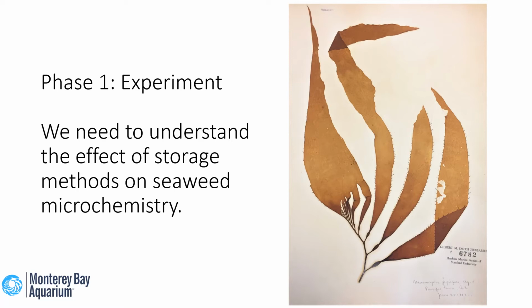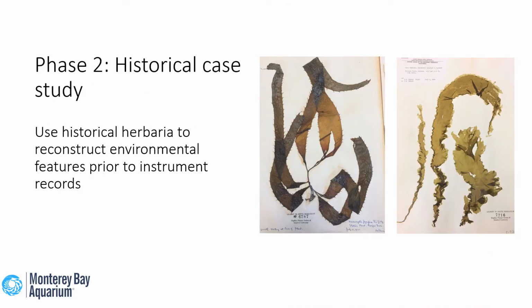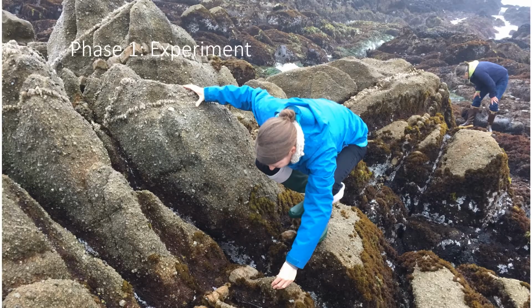So our study was in 2 phases. 1 was a methodology experiment followed by a historical case study. So for our phase 1, the experiment, before we could go into the historical collections, we had to first understand the effect of storage methods on the seaweed microchemistry. Is the tissue of this Macrocystis kelp here, pressed in 1922, comparable to a freshly pressed specimen today? Or did the chemical signatures change from the pressing and drying process? And then phase 2 was our historical case study. Once we knew how to interpret the historical pressings, we used these historical herbaria to reconstruct environmental time series prior to the start of instrument records.